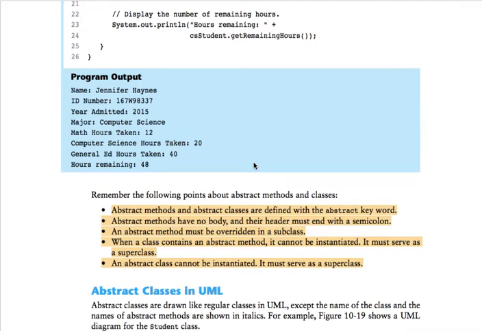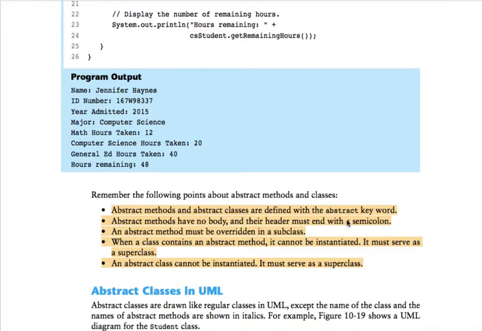Okay, when it comes to abstract classes, let's talk about this. An abstract method and an abstract class are defined with the keyword abstract. Makes sense. Abstract methods have no body, and their header must end with a semicolon, right in the middle of your class definition itself.